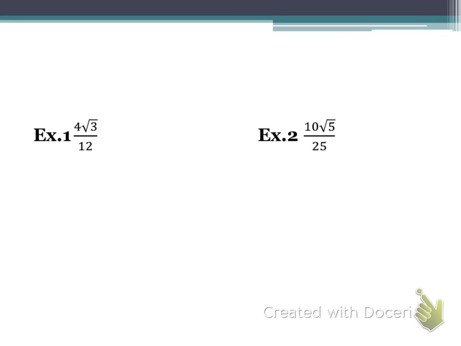So example 1, we have 4 radical 3 over 12. If we are looking at our denominator, there's no radical, it's just a number. So in the numerator, which number is outside the radical? The 4. So when we go to simplify this, the 4 and the 12 can get simplified or reduced, but we cannot touch that 3 underneath the radical. It's like you've got a barricade around it. You cannot simplify with that 3, only with the 4 because it's outside.